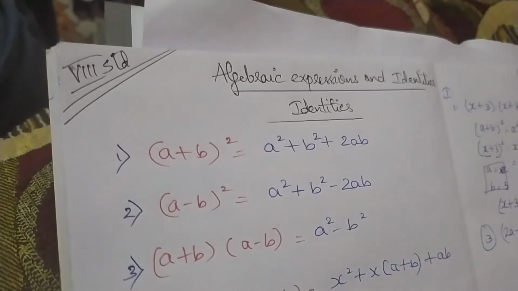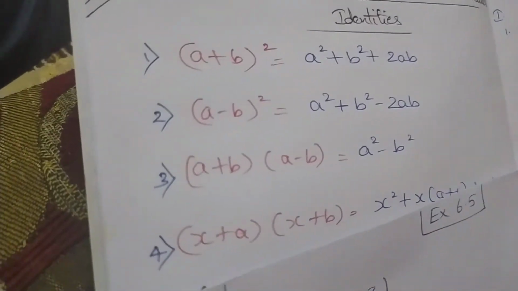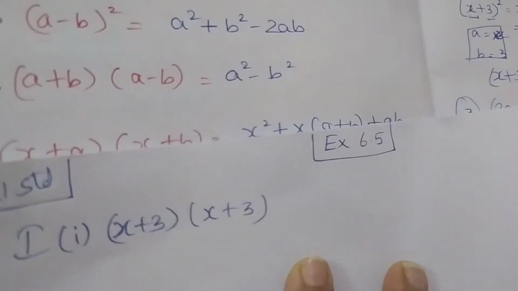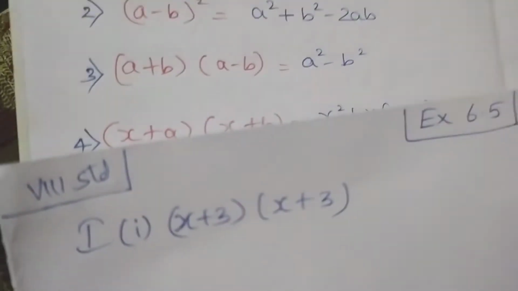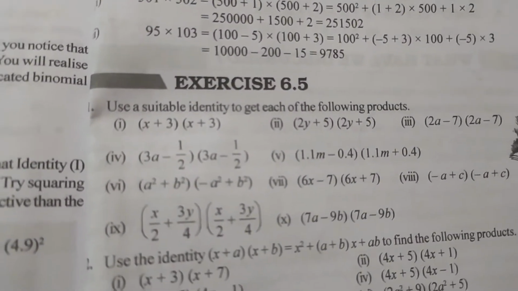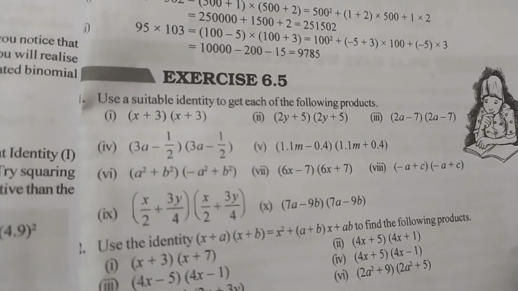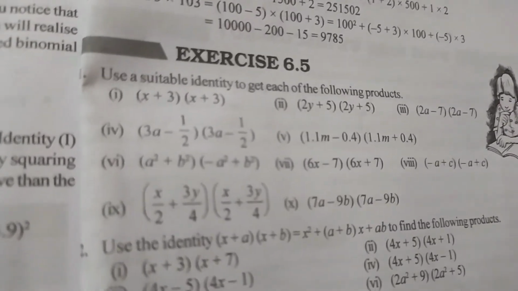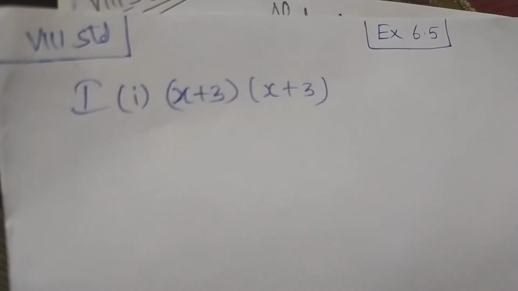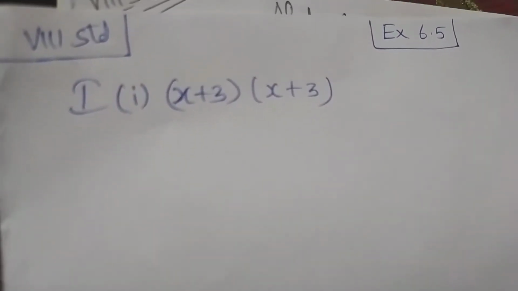So let's start. Let's do the first problem in exercise 6.5 in the state syllabus book. First problem: use a suitable identity to get each of the following products. First is x plus 3 into x plus 3. We are going to solve this problem.